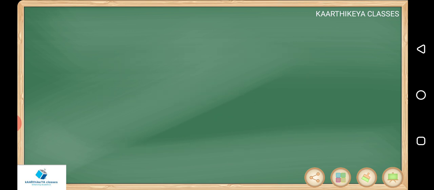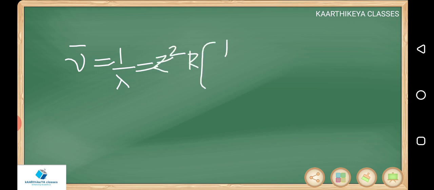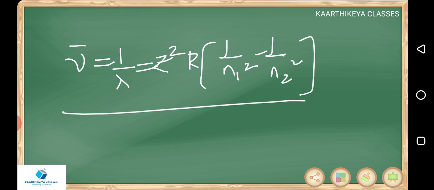The Rydberg equation is ν̄ = 1/λ = Z² R (1/n1² - 1/n2²). For any orbit to orbit transfer, the energy of the system, the wavelength, the wave number, the frequency of the radiation, everything can be calculated by using this expression: ν̄ = 1/λ = Z² R (1/n1² - 1/n2²).